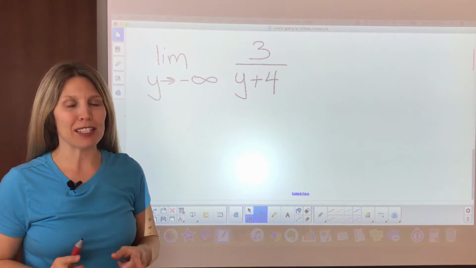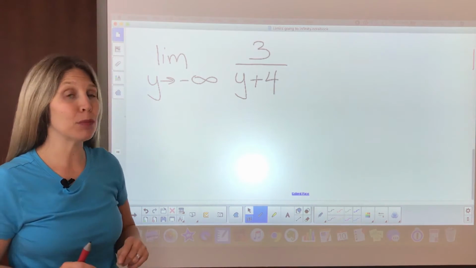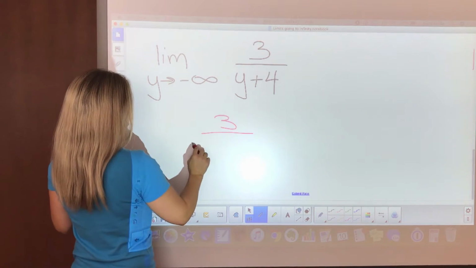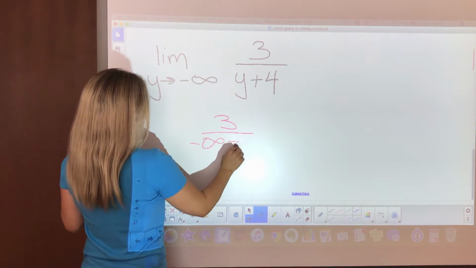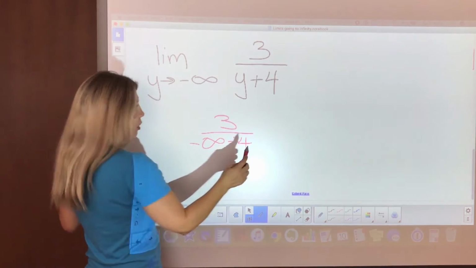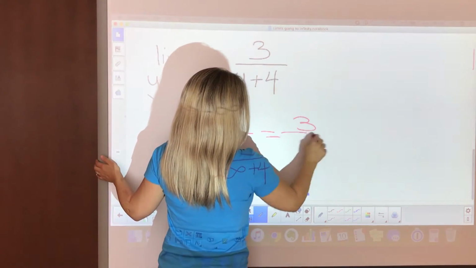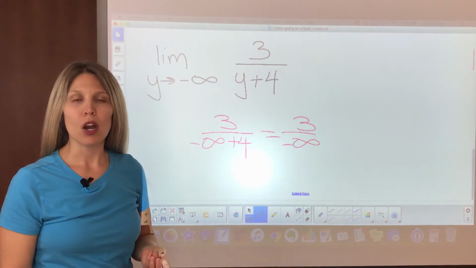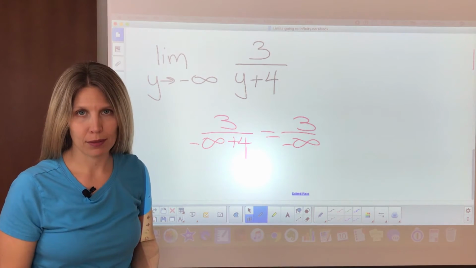Let's try this one because it can get a little tricky. We're going to go ahead and plug in infinity. We have 3 over negative infinity plus 4. So truly, you just have 3 over negative infinity. Here's the question. Where is that going?